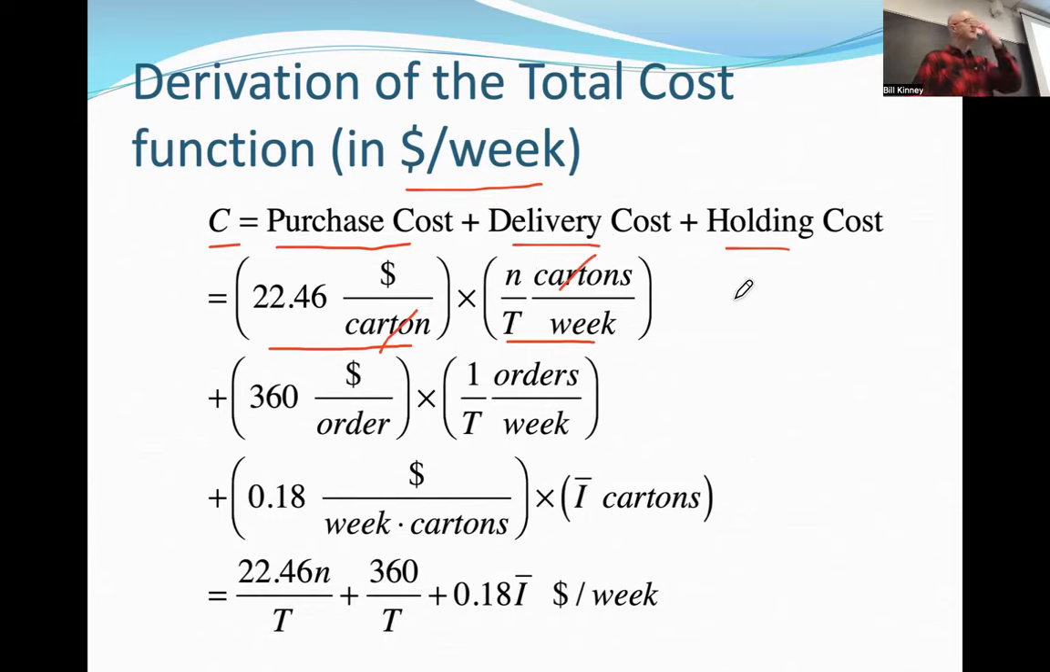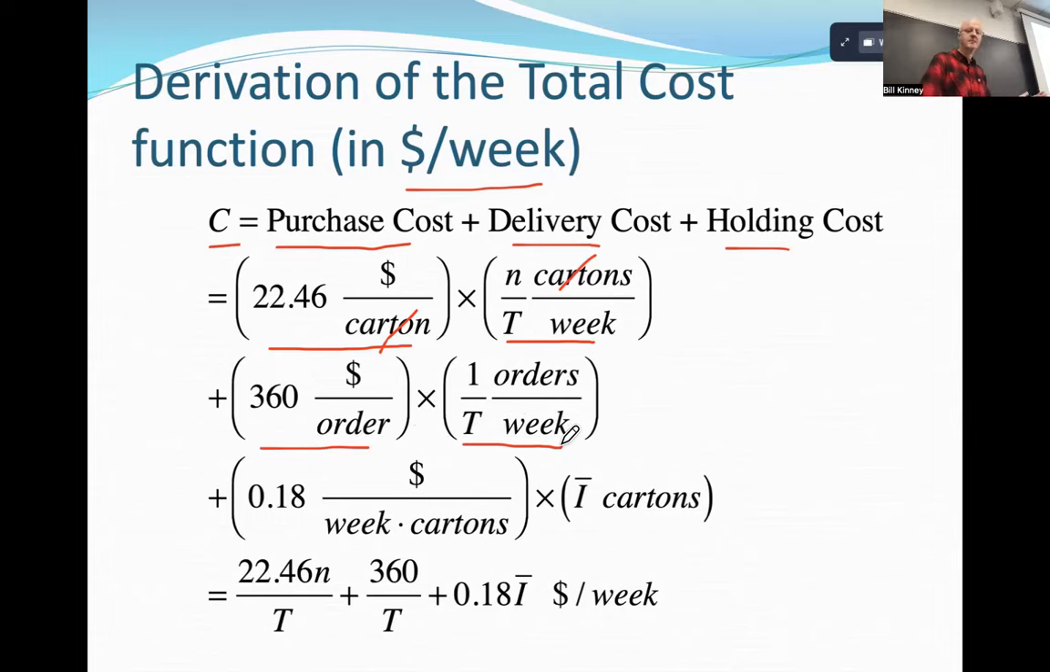Now, again, keep in mind that it's possible that you order every 10 weeks or something, that t is 10. And so calling this a charge in dollars per week is really a long-term average. It's not something you are actually paying every week. Then you get to the delivery cost, $360 per order. You want to convert that to dollars per week, so you need to multiply by a quantity that's in orders per week. T has units of weeks per order, so its reciprocal has units of orders per week, 1 over t.